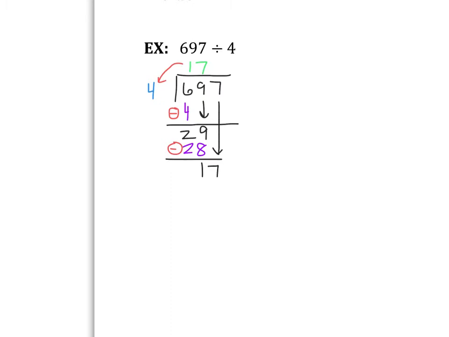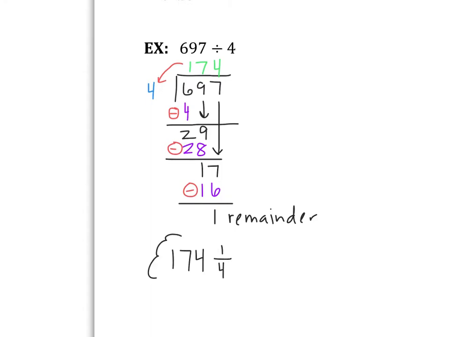So now we go through the process again. 4 goes into 17 4 times evenly. 4 times 4 is going to be 16. Now we're going to go ahead and subtract. 17 minus 16 is 1. So this actually becomes the remainder. But how do we actually write our answer? Well, 697 divided by 4 is going to be 174 and a remainder of 1 over 4, what we were dividing by in the first place.